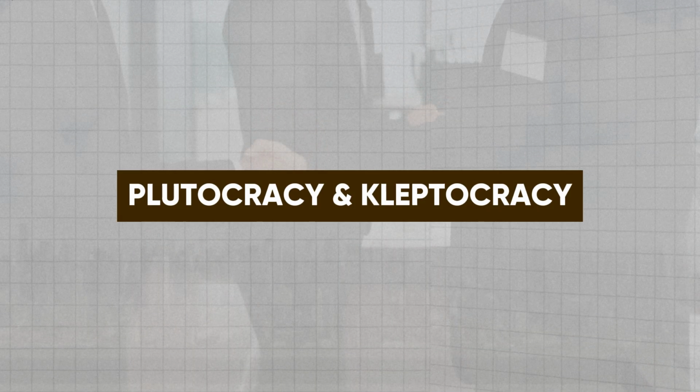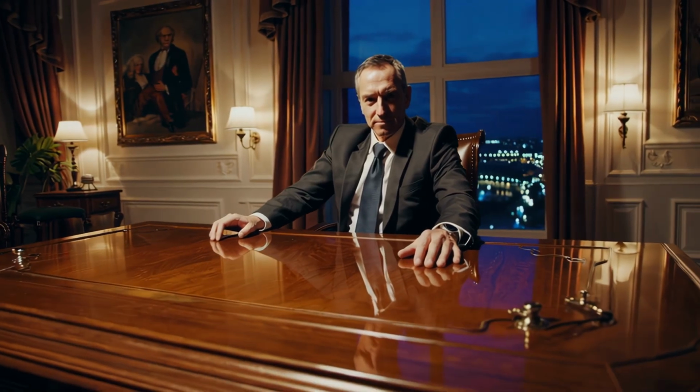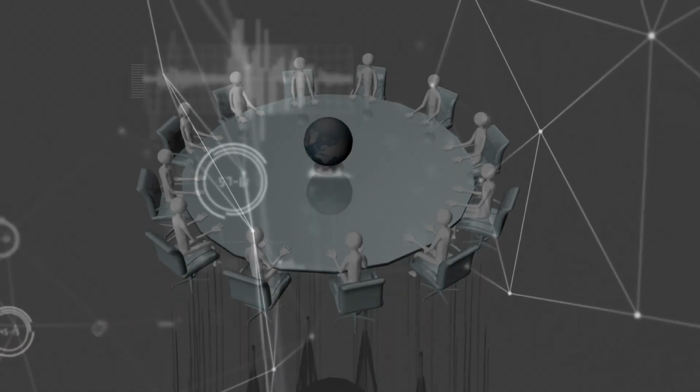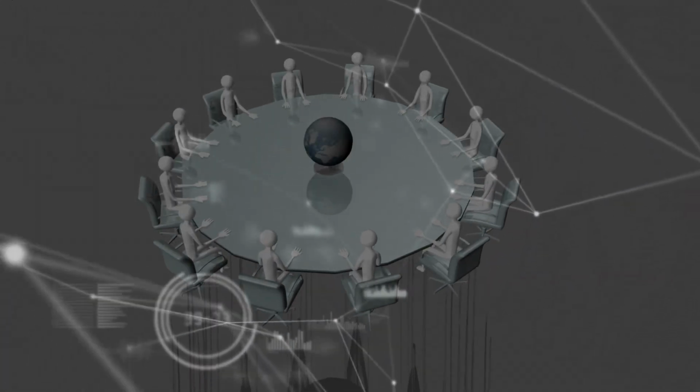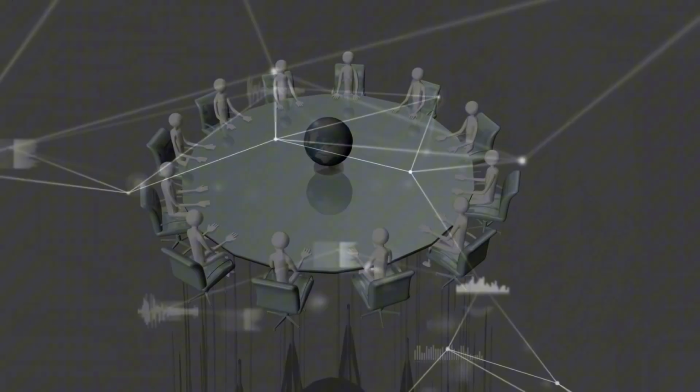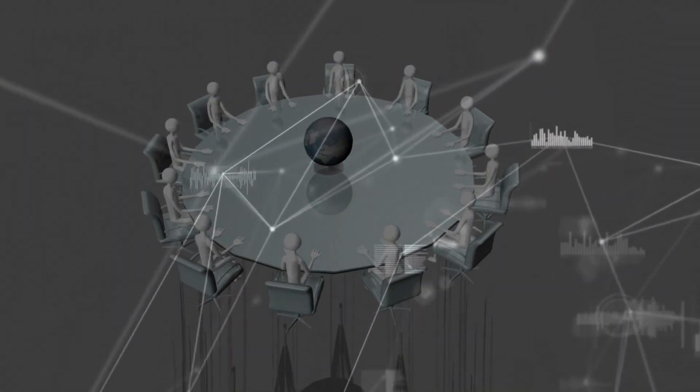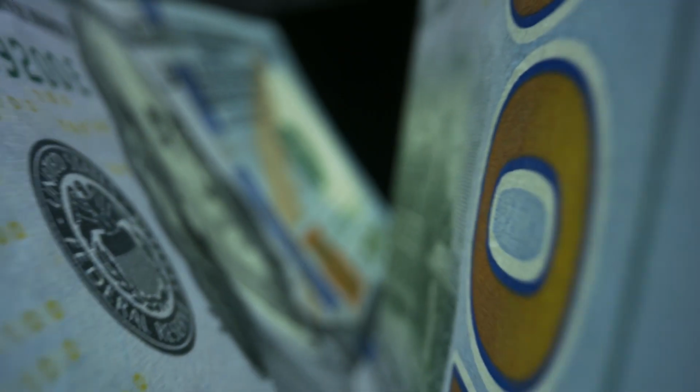Plutocracy and kleptocracy. From oligarchy, it's a small step into two darker variations where the logic of power becomes even more narrow and self-serving. These aren't always official systems written into law. They're patterns that can grow inside other structures when control concentrates around money and access.